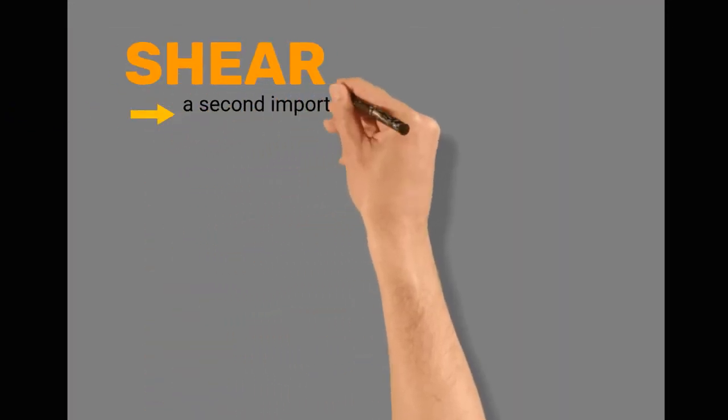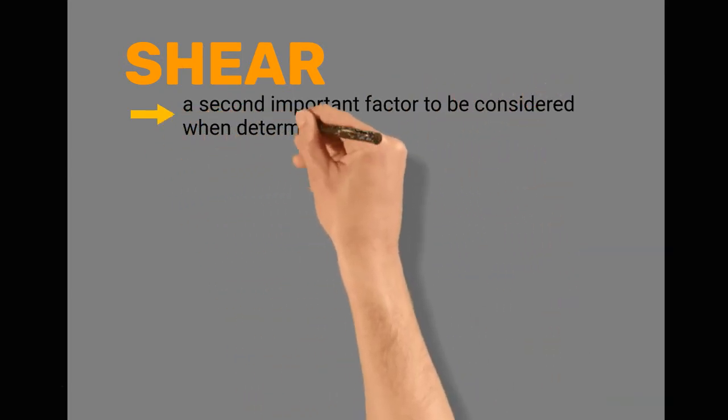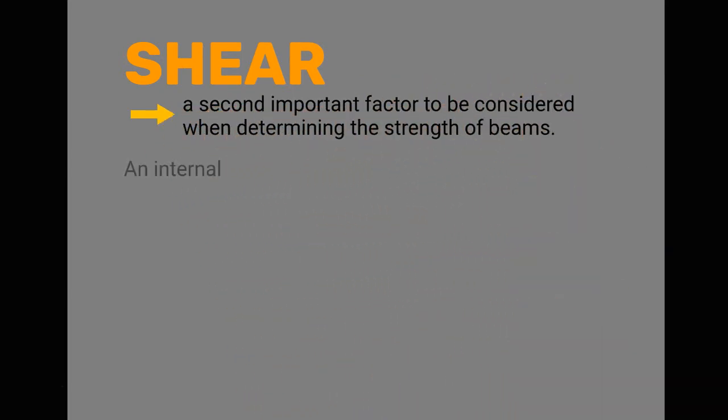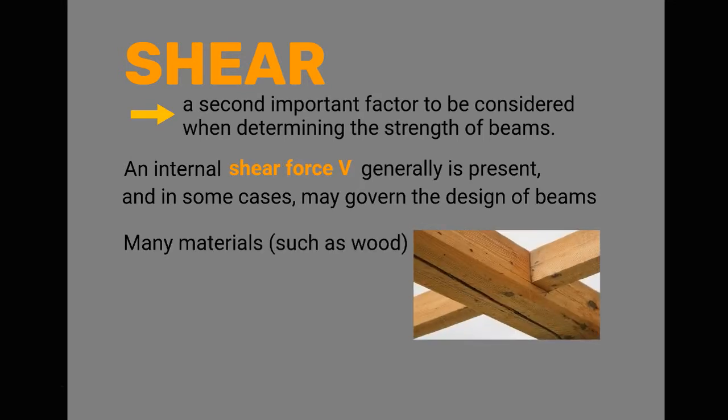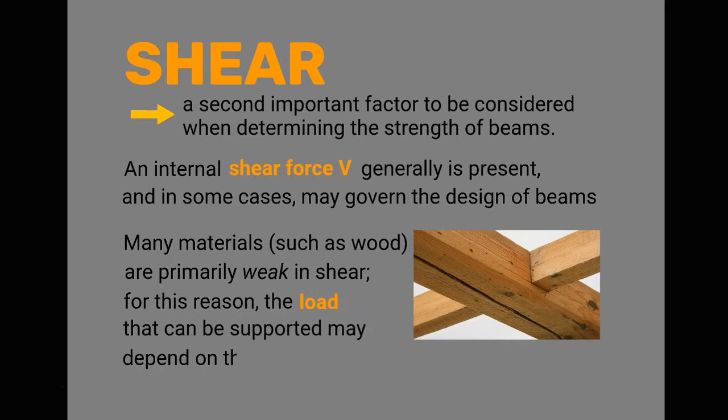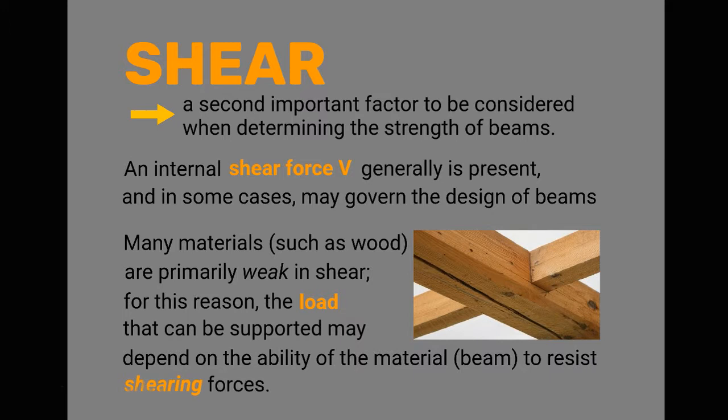Shear, a second important factor to be considered when determining the strength of beams. An internal shear force V generally is present and in some cases may govern the design of beams. Many materials such as wood are primarily weak in shear. For this reason, the load that can be supported may depend on the ability of the material to resist shearing forces.